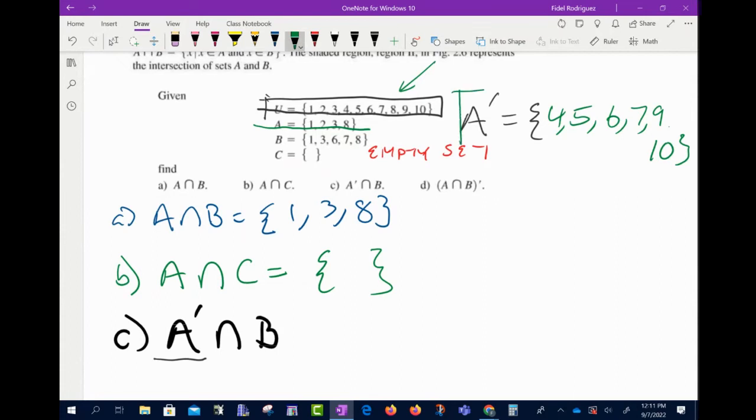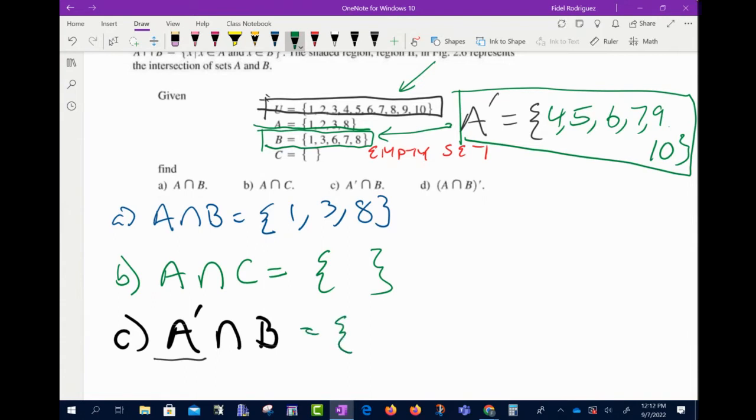Now what I want to do, y'all, I want to look at this set here, A complement, and B, this set right here. So I'm looking at this one and that one, and we're trying to find what are the numbers that we have in common. Do we have any numbers in common in those two sets? In B, which is 1, 3, 6, 7, 8, and in A complement, which is 4, 5, 6, 7, 9, and 10. What numbers do we have in common? 6 and 7, right? And there's our complement, okay?